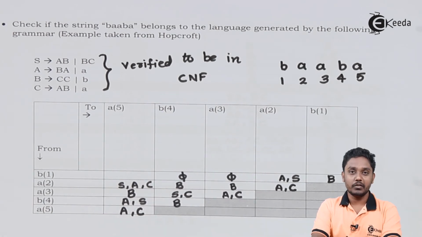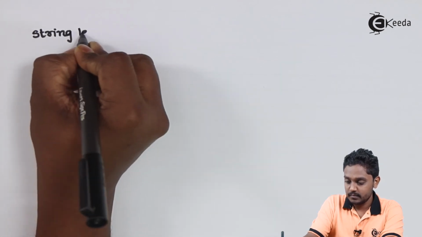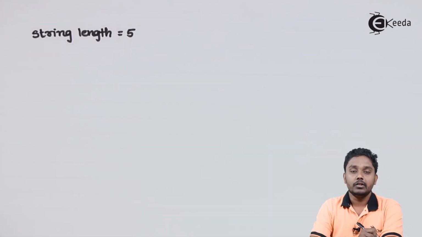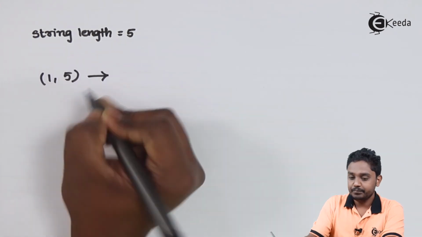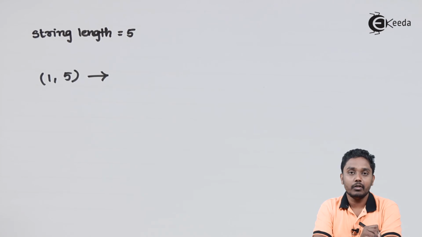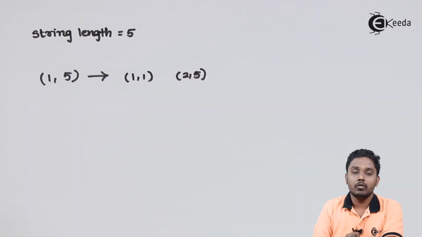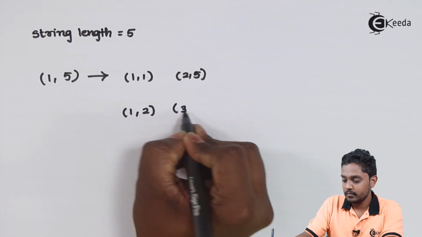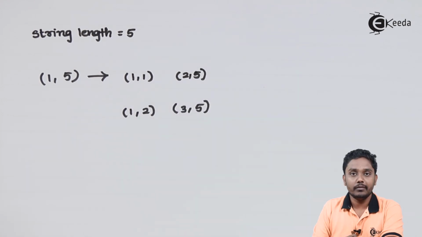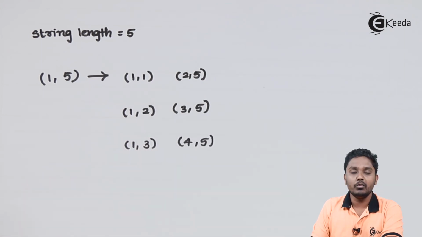Now let us try to construct the entire string 1 to 5. Let us start with string length 5. The only string possible is 1 to 5. The possible splits are 1 1 to 2 5, 1 2 to 3 5, 1 3 to 4 5, or 1 4 to 5 5.